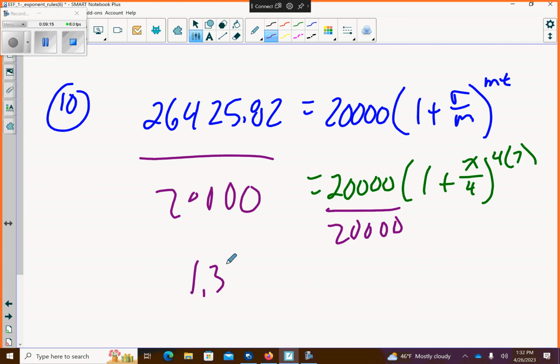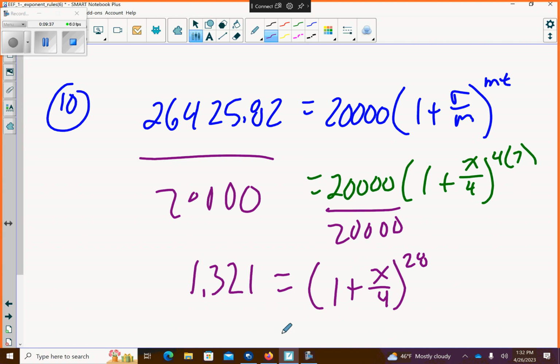So when will this be at 1.321 equals 1 plus x over 4 raised to the 28th power? There's a couple things we could do mathematically to this. We could actually take the 28th root of both sides and solve it. But let's just change and graph that right now.